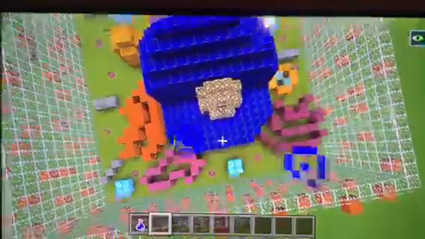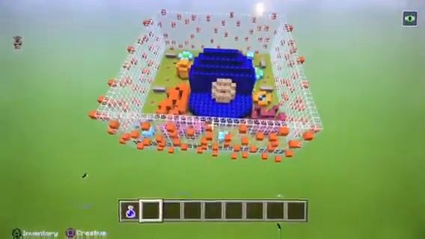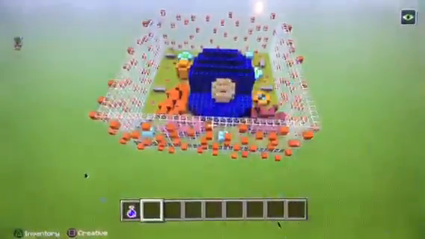And yeah, that is my animal cell structure for Miss Schneider's 9th grade biology class. Thank you.